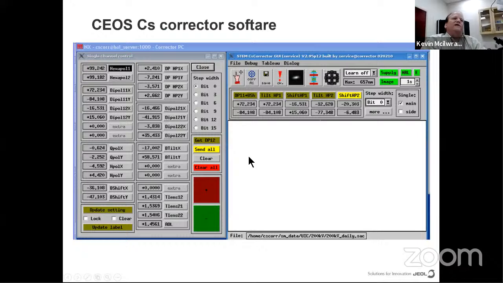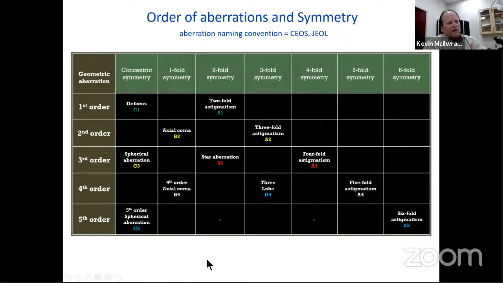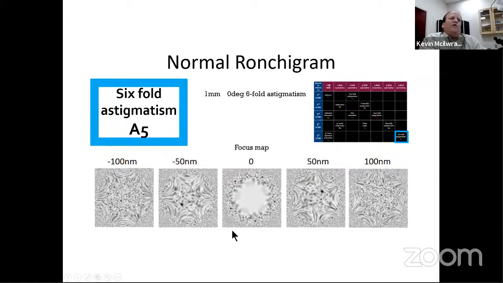This is what the corrector software looks like, actually the new software. You have all these dipoles and hexapoles, and you can control these by starting a tableau or getting an image, and we can see what's going on. This is the order of the aberrations that we correct, up to fifth order. And you can see how each aberration changes as we change focus.